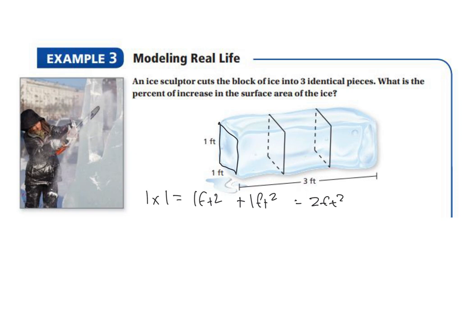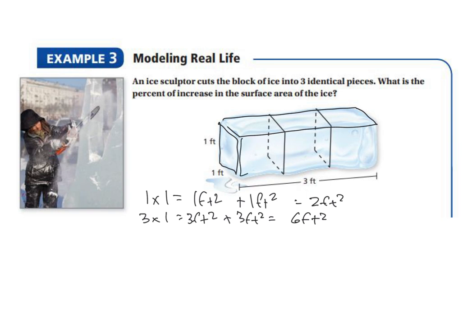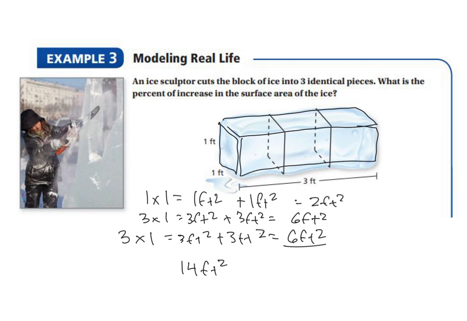Now let's find the top and the bottom. That's going to be 3 by 1, so that's 3 feet squared plus 3 feet squared. That's 6 feet squared additional. And then the front and the back is also going to be 3 times 1 is 3 feet squared, so that's another 6 feet squared. So altogether, 6 and 6 is 12, and 2 more, that is 14 square feet. And that's for the original.